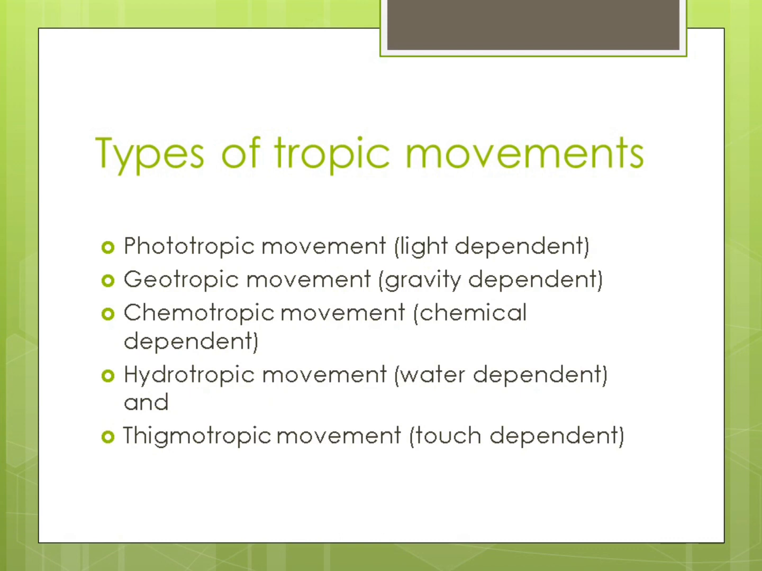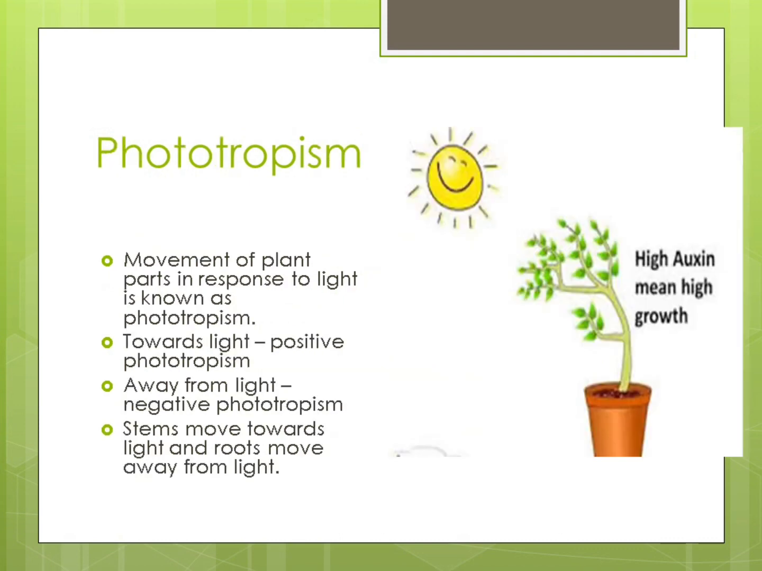So let's study the different tropic movements. First is phototropism. Movement of the plant parts in response to light is known as phototropism. The shoot part moves towards light, so it shows positive phototropism, and the roots move away from the light, so they are showing negative phototropism.